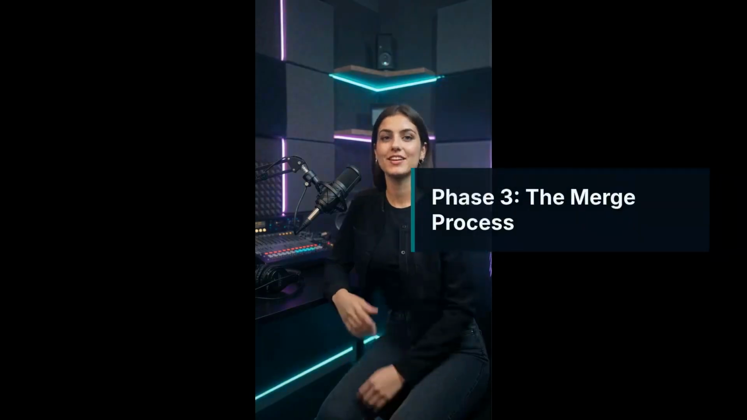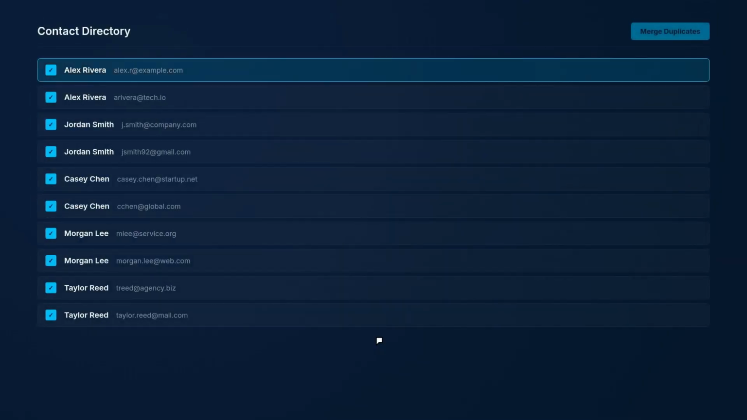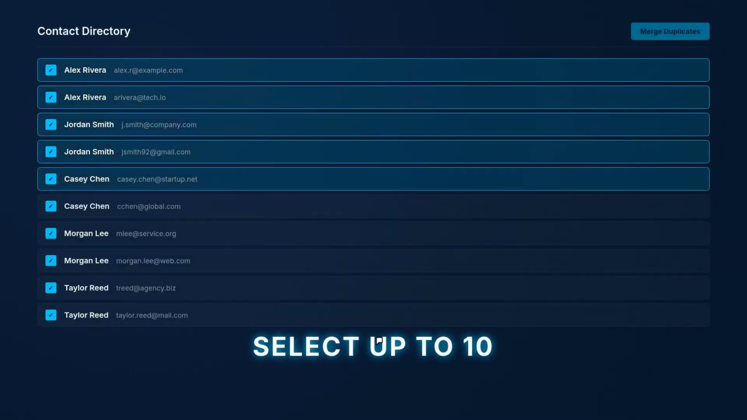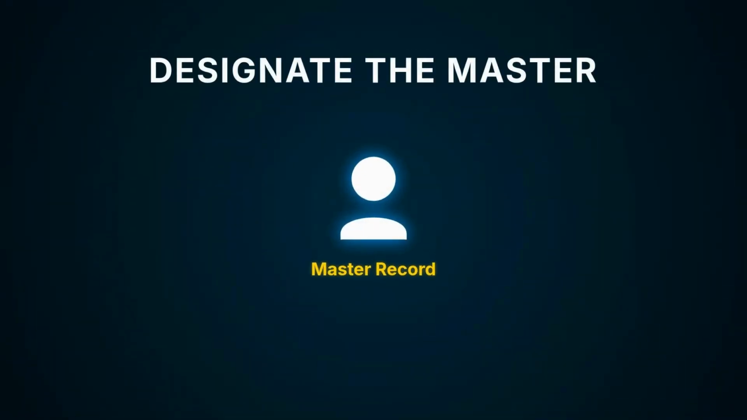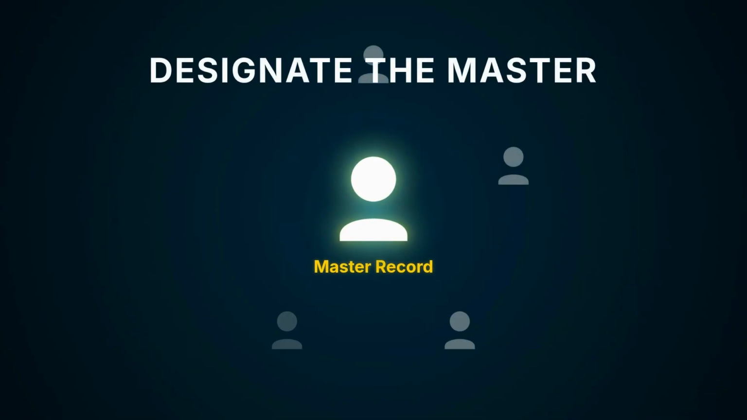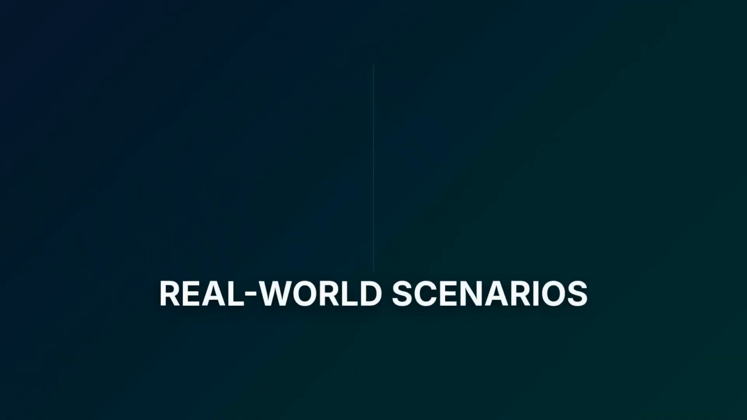Once you have identified the culprits, you enter phase 3, the manual review and merge process. From your list, you can select up to 10 duplicate contacts at once and hit the Merge Duplicates Bulk Action button. This opens the side-by-side review window, which is arguably the most important screen for data integrity. First, you must designate one profile as the master record. The master record is your anchor. Its core creation date will survive, but you get to inject the best data into it.